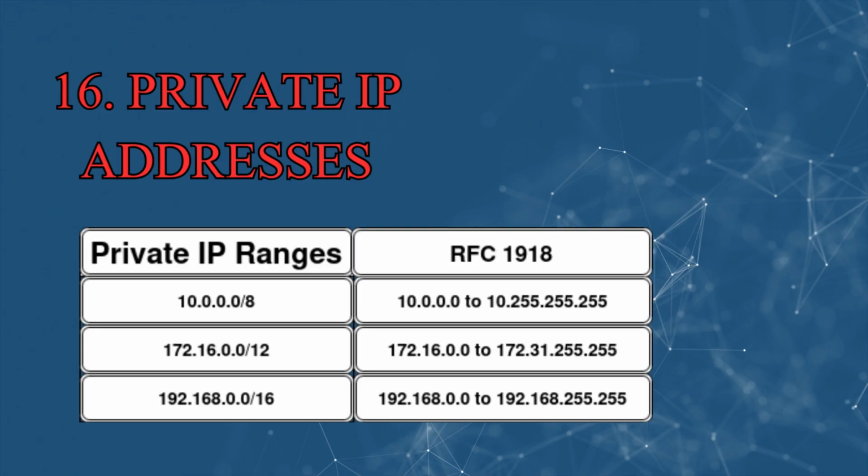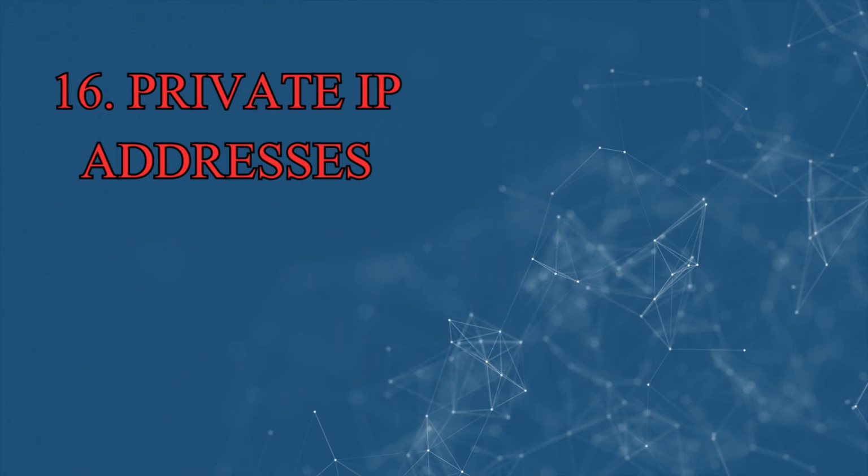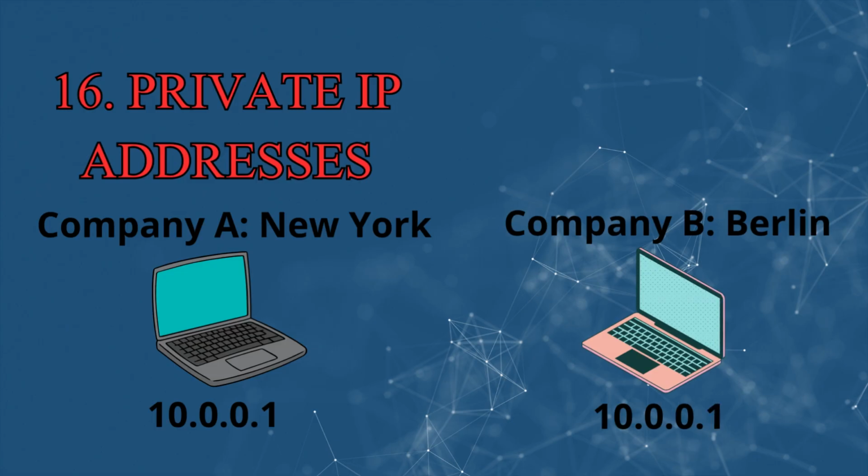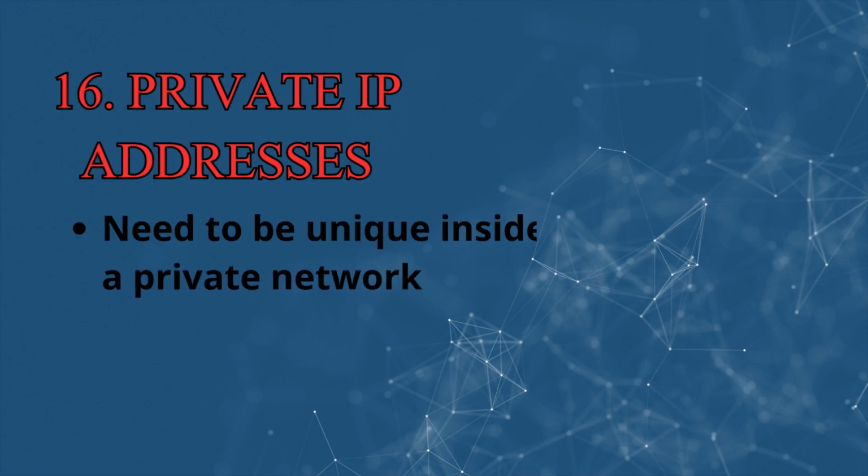I think it will be easier for you to understand if I give you a simple example. So a company A in New York can have assigned, let's say, the IP address 10.0.0.1 to one of their computers. And company B in Berlin can also have that same 10.0.0.1 IP address assigned to one of their computers. So these IP addresses still need to be unique within the same private network. For example, you cannot have one computer with the same IP as the other, but they are obviously not unique globally, because everyone can reuse the same IP ranges for internal uses.